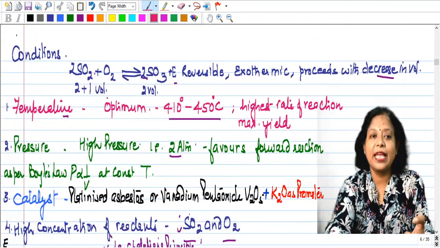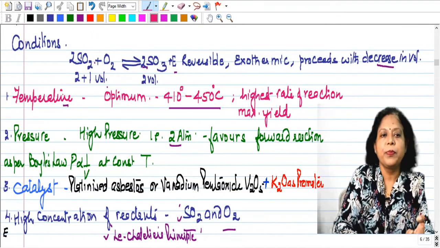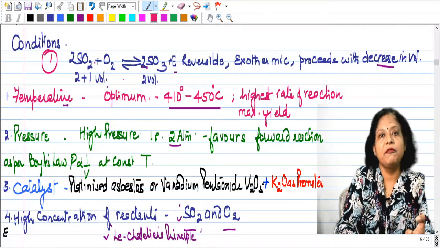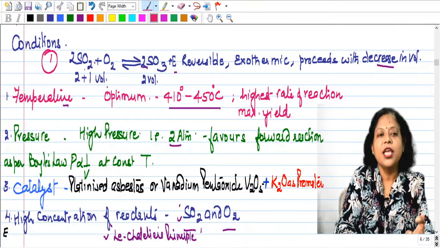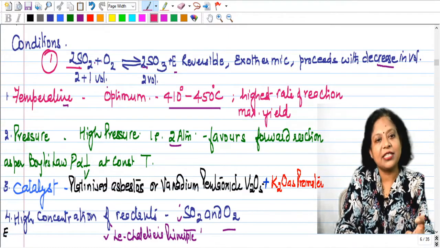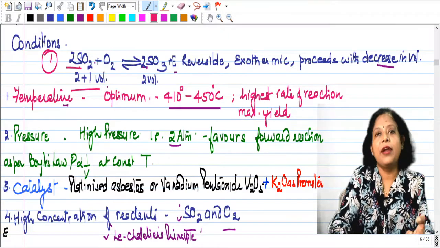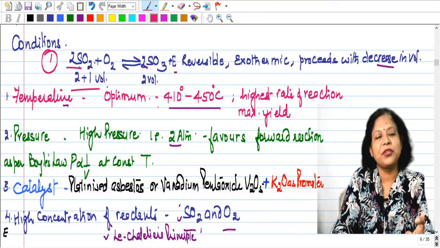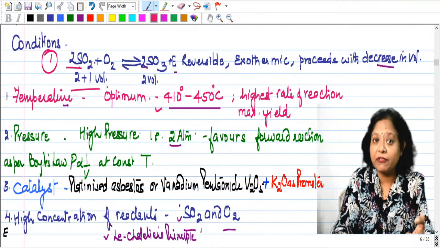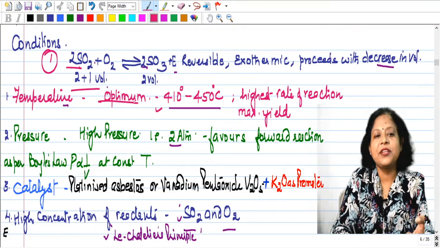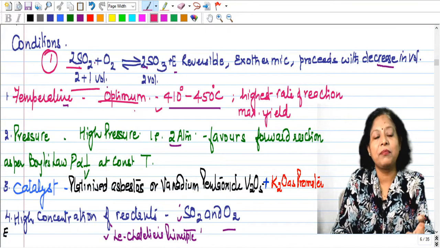Now let's quickly have a look. What are the conditions? The first step is to convert sulfur dioxide to trioxide. You need 2 parts of sulfur dioxide and 1 part of oxygen, right? And what is the temperature? The temperature is 410 to 450 degrees centigrade. This temperature is considered as optimum temperature, right?